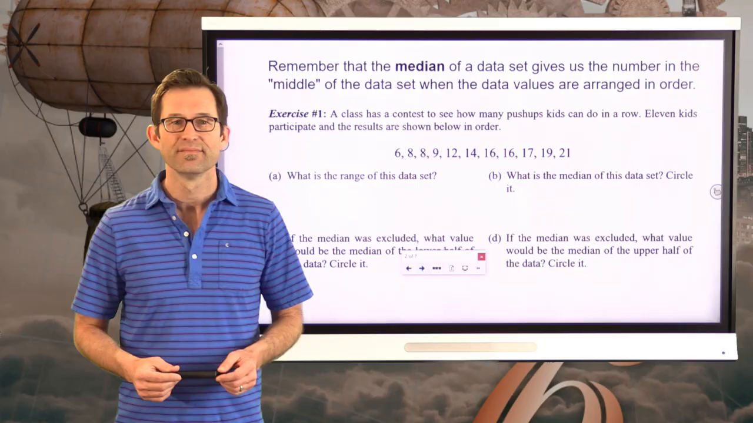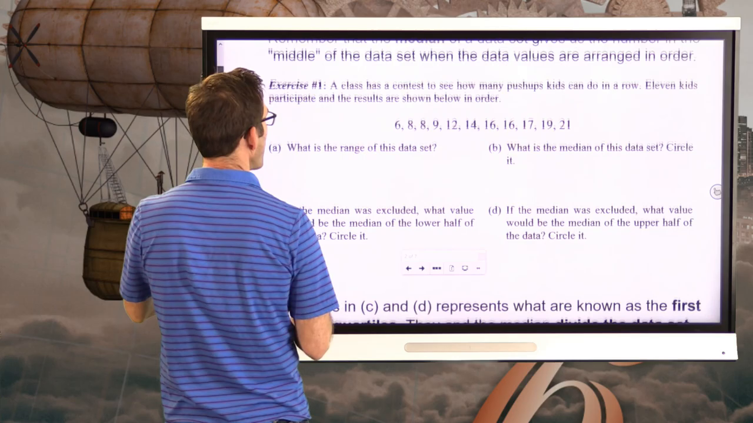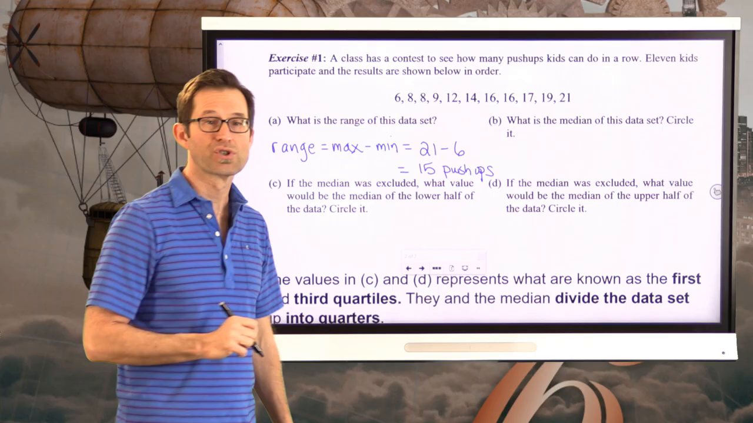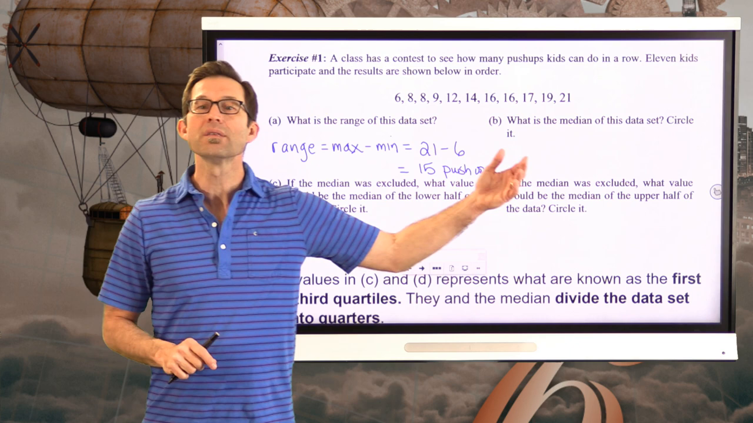All right, well, first, the range, right? The range is a measure of how spread out the data is, and it's a very simple formula. The range is equal to the maximum value minus the minimum value, which in this case is 21 push-ups minus 6 push-ups, or 15 push-ups. All right, 21 push-ups is a lot. Anyway, what is the median of this data set?